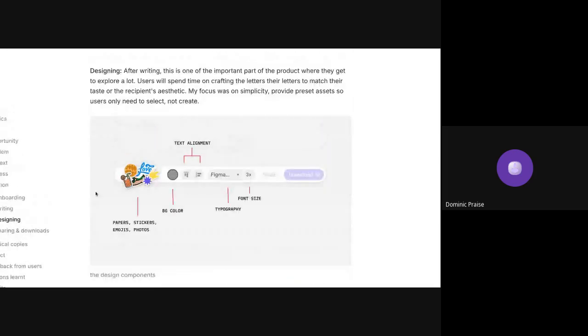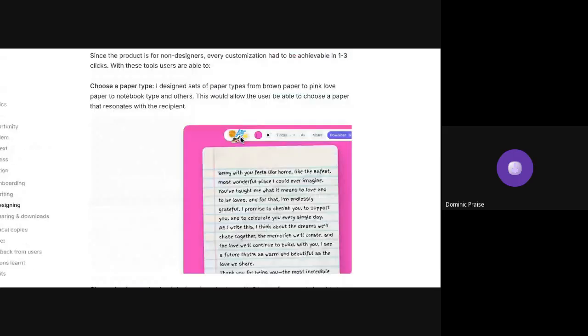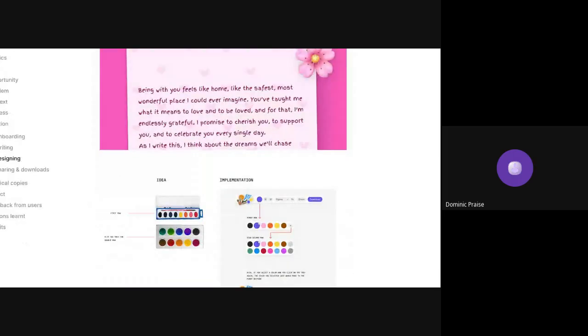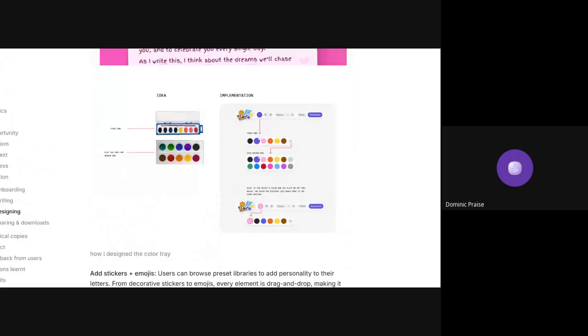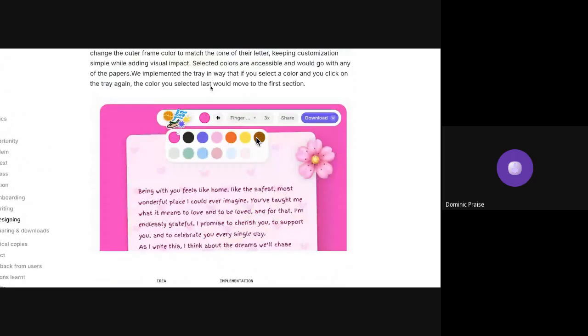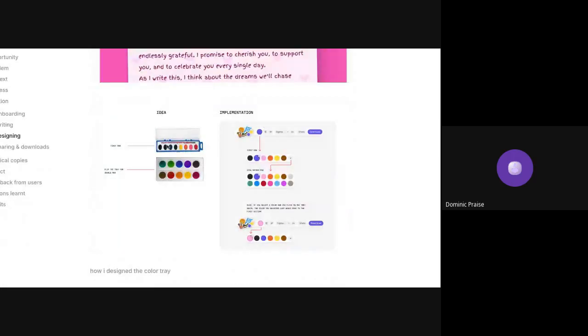So this person is even more explicit about their functions. For instance, let me move straight to the colors. Yeah, this color part I actually like. The person showed us how the color palette of the design is inspired by, you know, a watercolor case.